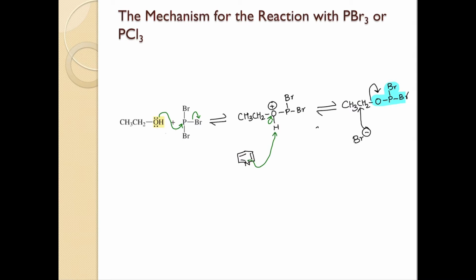And this is going to be your SN2 reaction, right? And there you have your final alkyl halide. And if you want to write the mechanism with PCl3, it's going to be exactly the same. Here you will be replacing the bromines with Cl, and you will be getting the alkyl chloride, ethyl chloride.